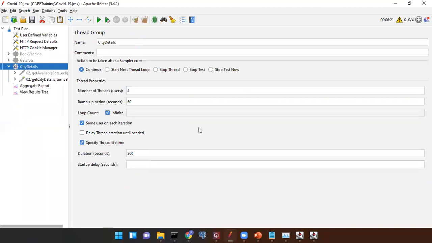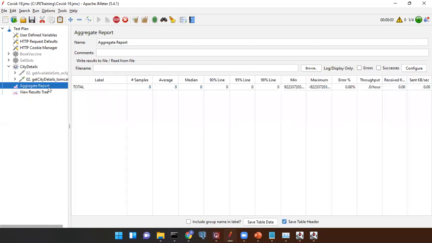Now, let us test this API with 4 users for 5 minutes of duration and understand how exactly this API behaves, whether the response time of the API is consistent throughout 5 minutes, or increases or reduces with increase in the user load, or when we test the same thing over a period of time, how exactly this behaves. That is the kind of discussion we will have in this session on the performance of the city details API. Okay, so let us start this test and observe performance characteristics of this particular API.